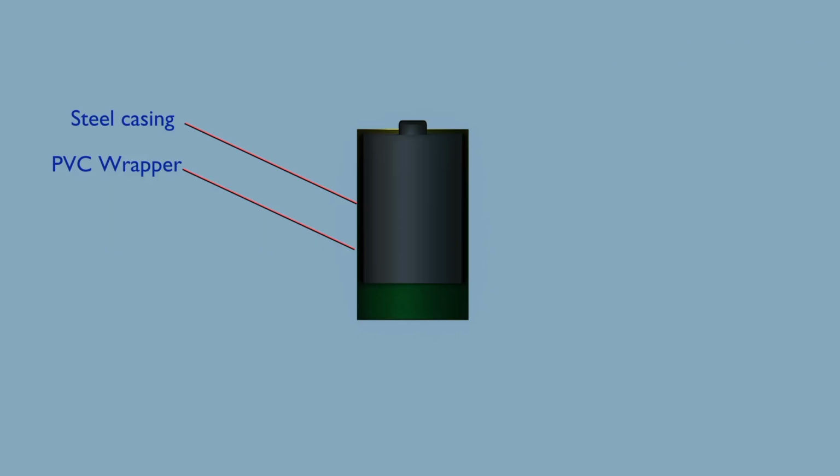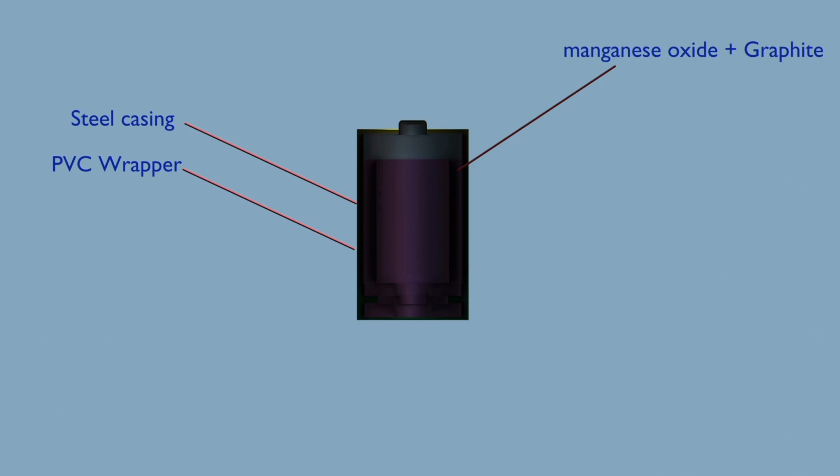The first layer is the cathode, which is a mixture of manganese oxide and graphite. The graphite improves conductivity and increases the energy density of the mixture.